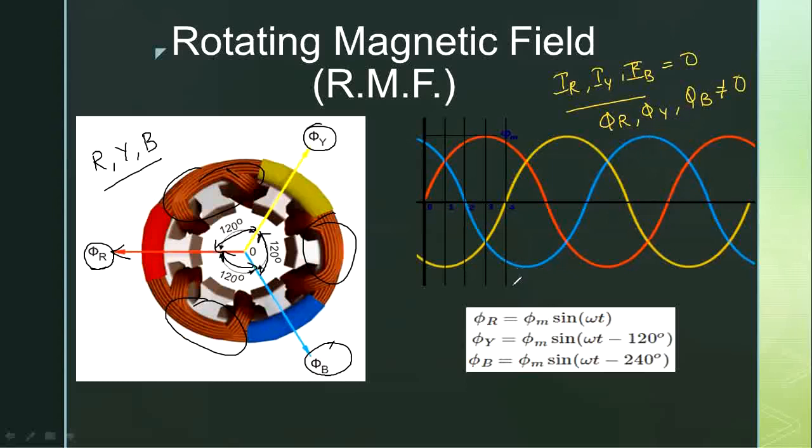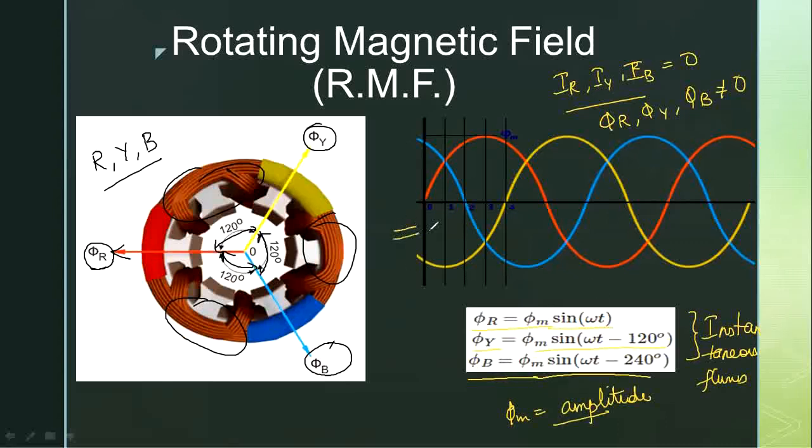So the magnetic fluxes which are produced by the current in each phase can be represented by their instantaneous equations, which are given here as phi R equals phi m sine omega t, phi Y equals phi m sine (omega t minus 120 degrees), and phi B equals phi m sine (omega t minus 240 degrees). So these are the instantaneous values of the fluxes, and phi m is the amplitude of the flux.